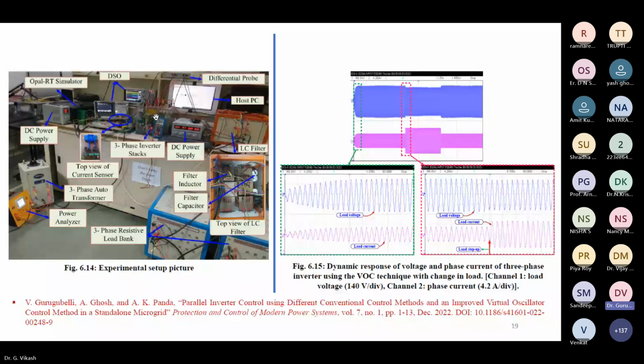Figure 6.15 shows the dynamic response of voltage and phase current. I am showing one phase current and one line-to-line voltage. After some time I give a disturbance by changing the load, and see here, the current changes immediately.